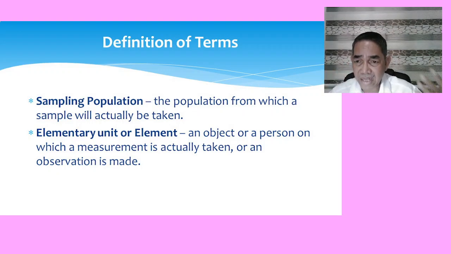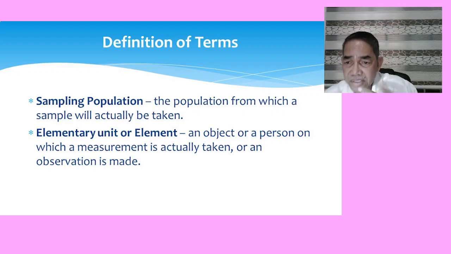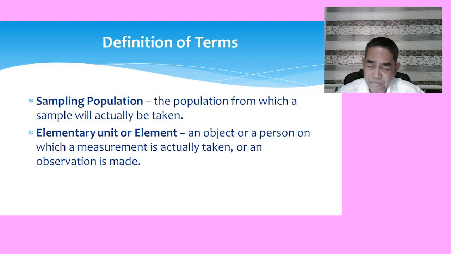Okay? So this is how you distinguish the different terms: target population, where you want to generalize your results. These are the medical students in Metro Manila. And then the sampling population will be where you actually get the sample. And the person or object on which a measurement is actually taken is called the element or the elementary unit.